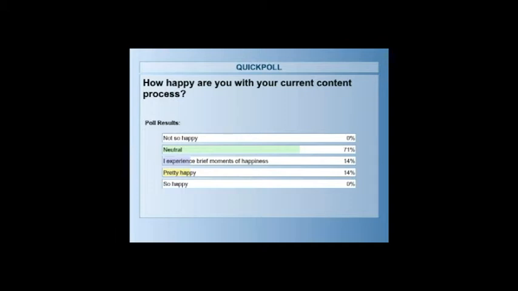Okay, so it looks like most of us, maybe three-quarters of us, have done the poll. So let's close it and see what the results are. All right. So that's good. I think we're skewed a little bit towards happy overall, moments of happiness. So that's good. No one is neither so happy nor not so happy with their content process. That's an interesting insight here.